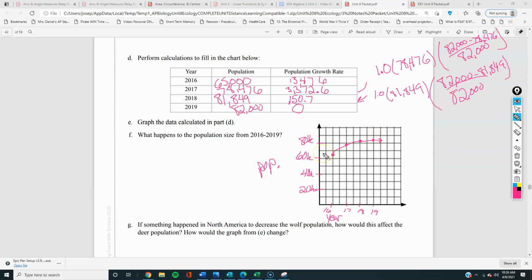Now, what would happen if we got rid of wolves? Could the graph change? Yeah, I would say you're at carrying capacity, you remove wolves, your carrying capacity is going to increase, so that graph's going to get a little bit higher. So it's going to go up again until carrying capacity is once again reached.